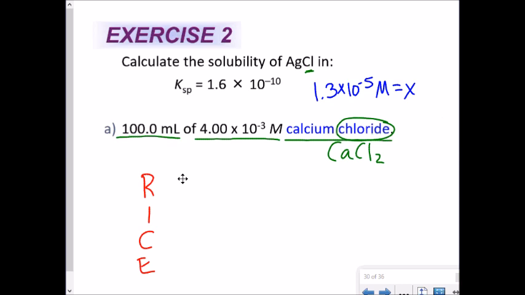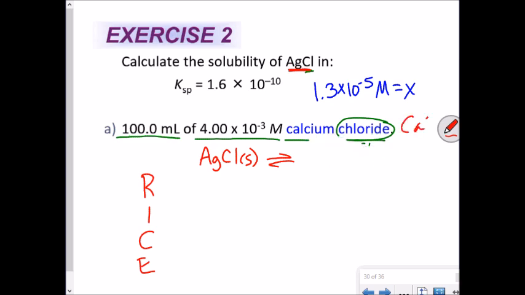Okay, so we end up here with our overall saturation, the silver chloride solid. I'm going to go ahead and erase this and we can re-put that up here. Okay, and then we have our silver and we have our chloride. Oops, I should redraw that because the R should be here, then the I, the C, the E.